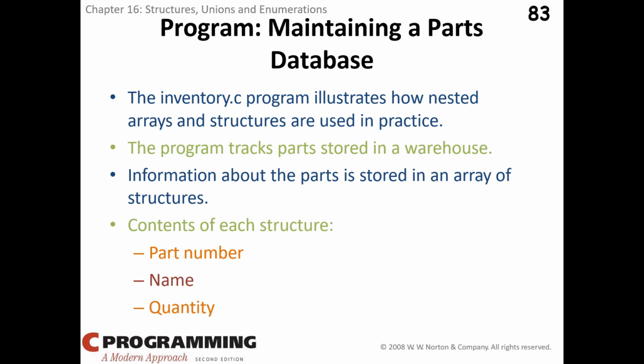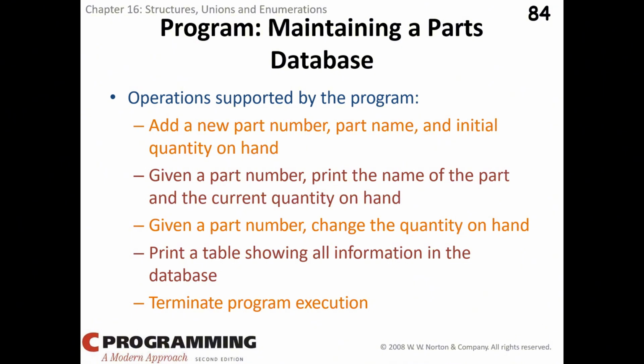And the contents of each structure are the part number, which stores a unique identifier for each part, and the name that holds the descriptive name or label of the part, and then the quantity, which denotes the quantity of the respective part available in the inventory. And there are several operations that are supported by the program.